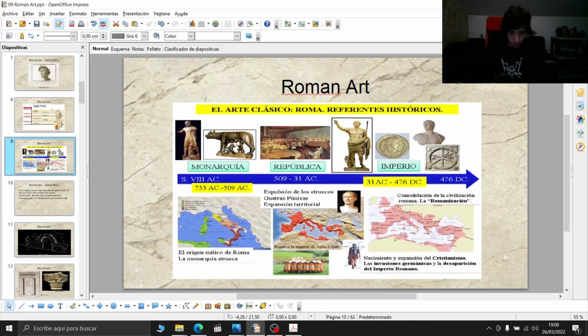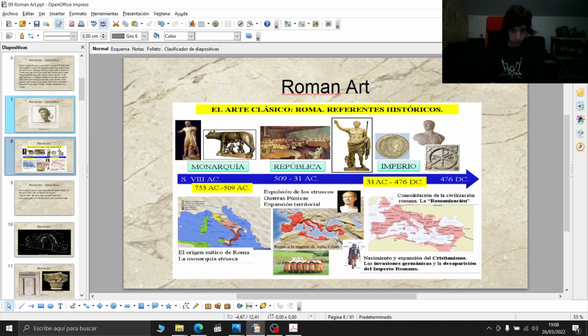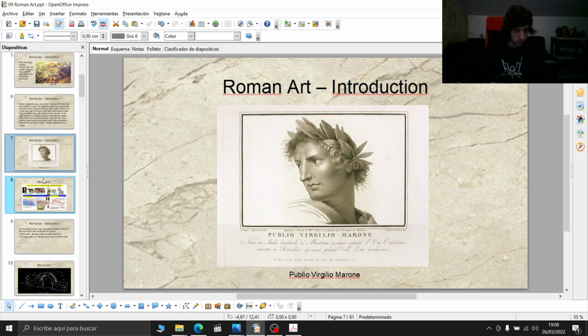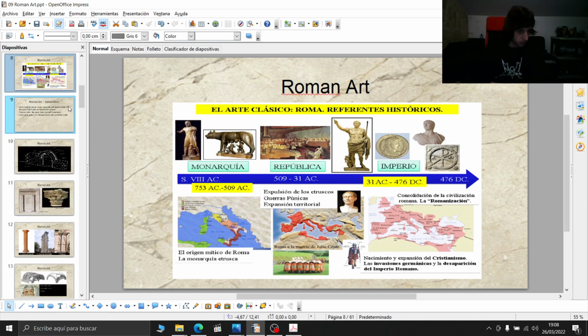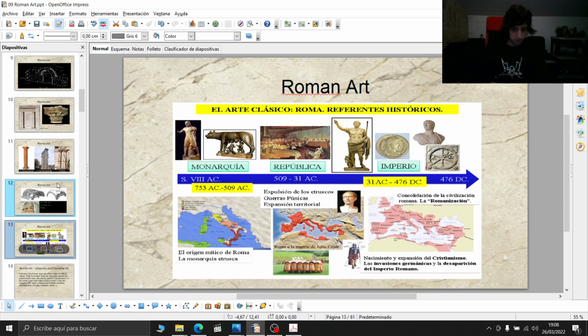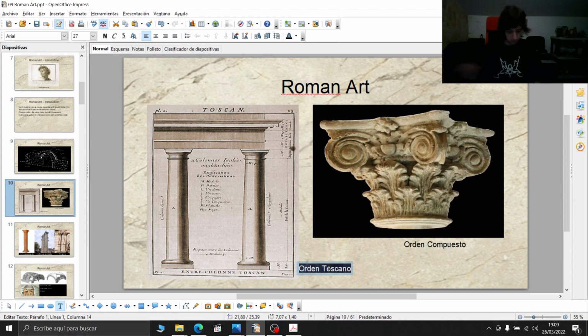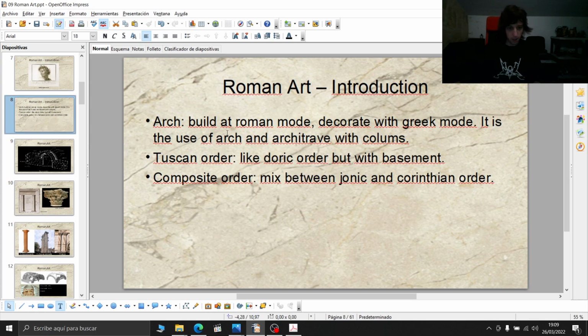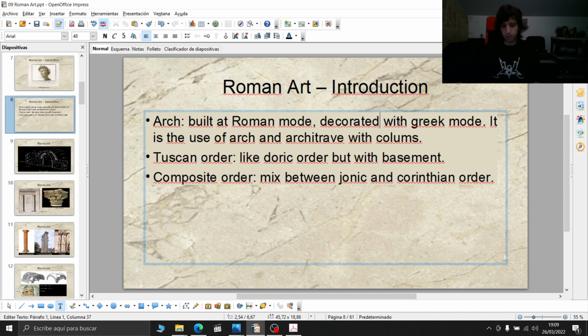I think this I'm going to delete. This I'm going to delete. This one is fine, as a very big picture for the periods. Orders. Let's see how. Yes. Art built in Roman mode, decorated with Greek style.